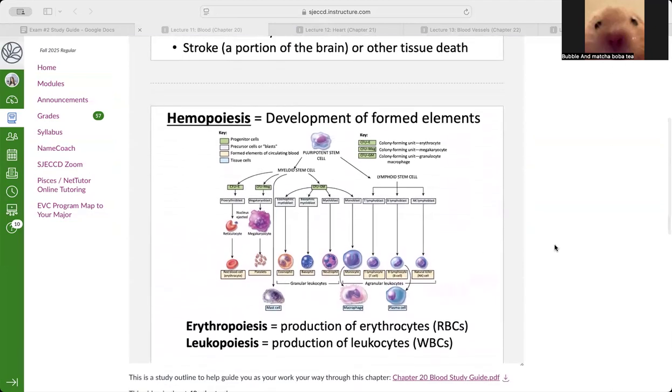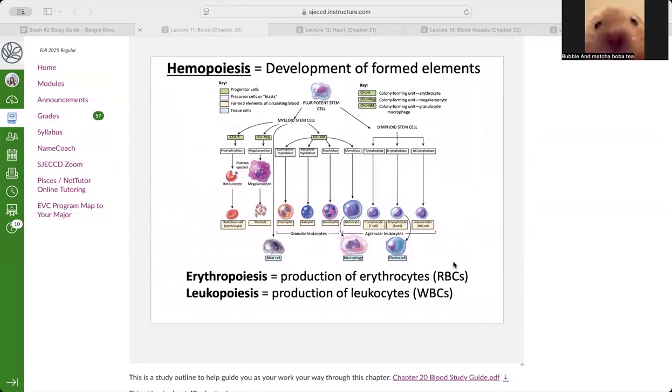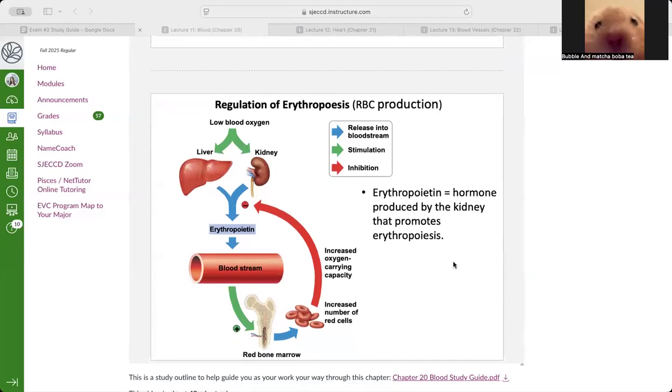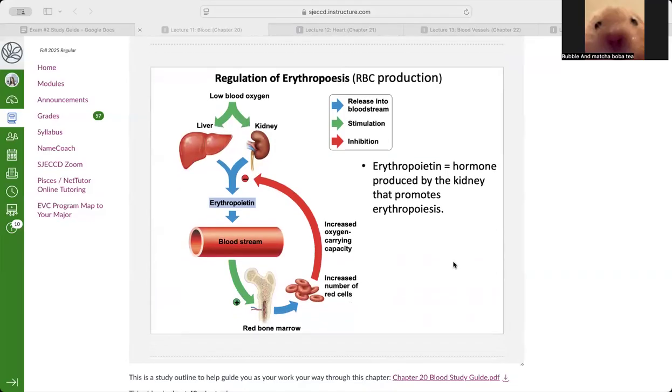Okay, and then let's go to hemopoiesis, the development of formed elements. So how you form your blood cells is you start with the pluripotent stem cells. These stem cells divide into many different types of cells, and they go through a long process where each one of them is stimulated by different hormones to create different types of blood cells. For example, erythropoiesis, red blood cells. This is triggered by the hormone called erythropoietin, like what we said earlier. Erythropoietin is produced by the kidney and promotes erythropoiesis. It tells the bone marrow, hey, go do erythropoiesis. And this is regulated by a negative feedback loop.